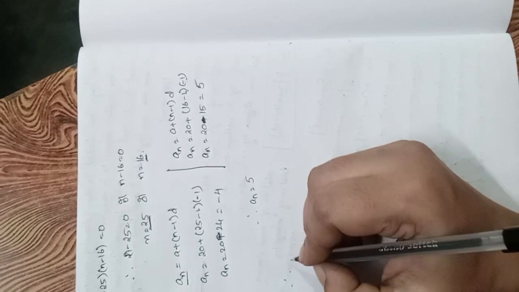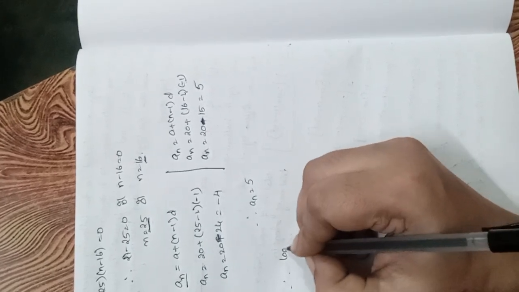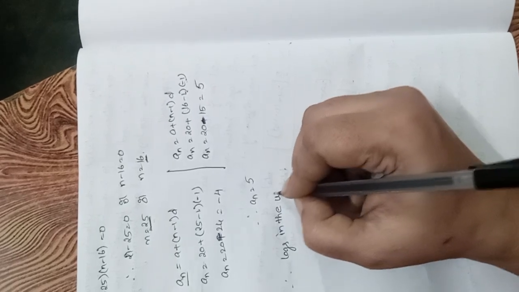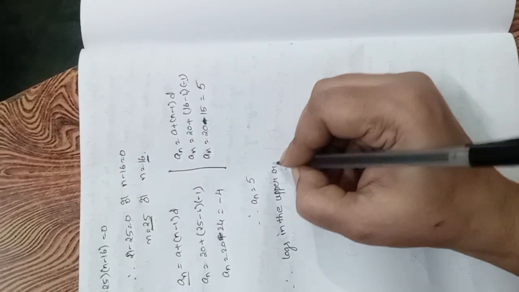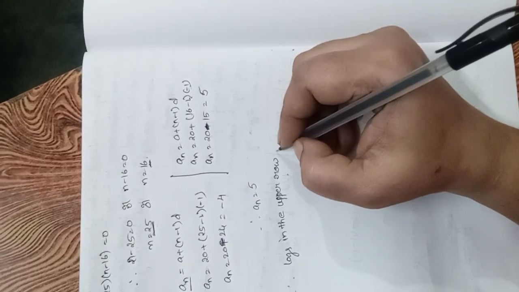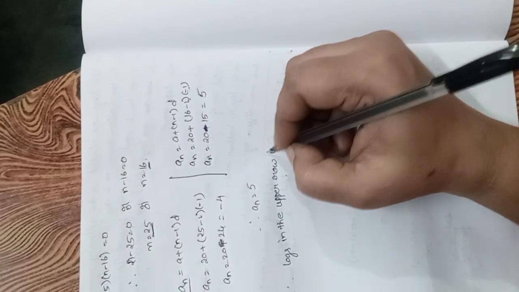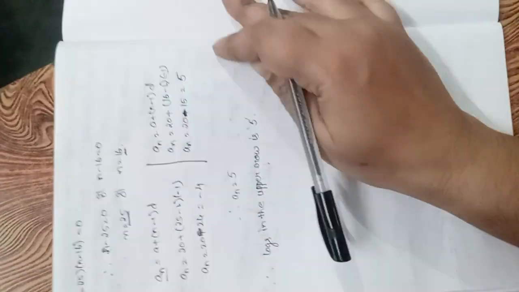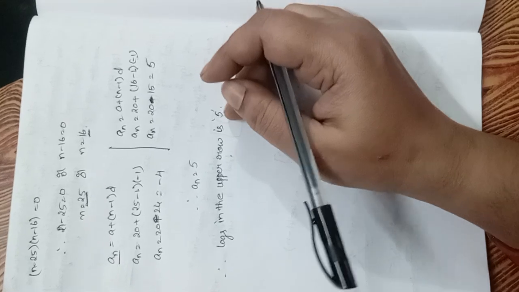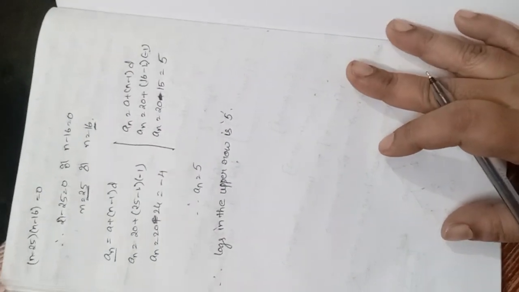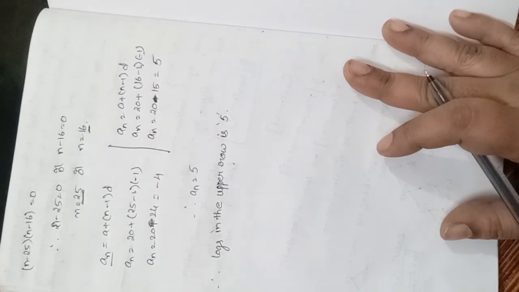Therefore, the number of logs in the upper row is 5. Understood? If you have any doubts, specify that in the comment section.